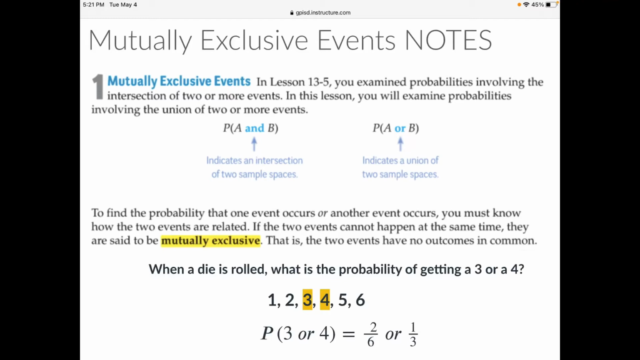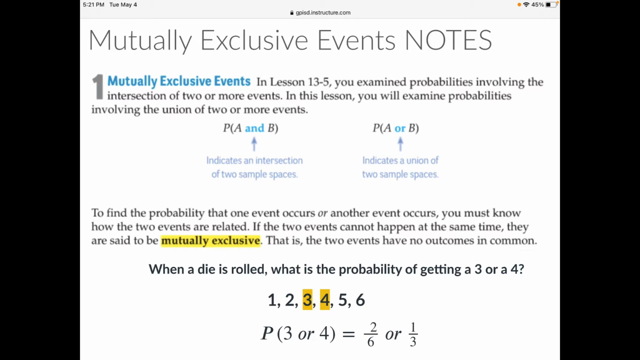Today we're going to talk about mutually exclusive events. So previously we've talked about the intersection of two or more events, and we use the word "and." The word "and" means that we are indicating an intersection of two sample spaces. Today we're going to introduce a new word, which is the word "or," which indicates a union of two sample spaces. Not an intersection, a union.